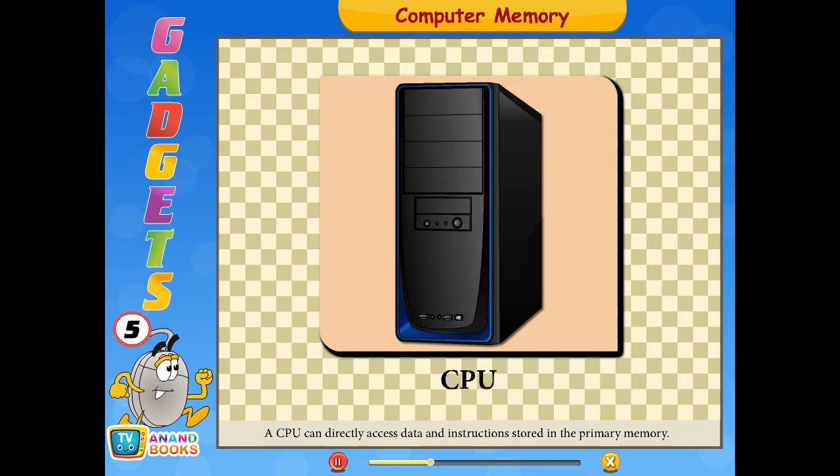Primary memory is generally made up of semiconductor devices. Primary memory provides faster access but is usually much smaller in capacity than the secondary memory. A CPU can directly access data and instructions stored in the primary memory. Primary memory is also referred to as random access memory, RAM.